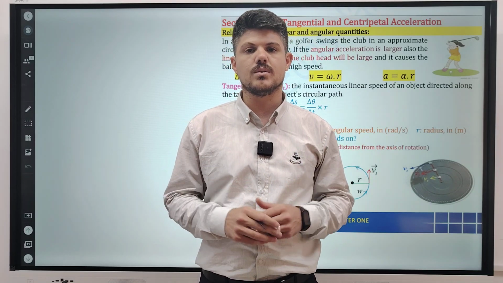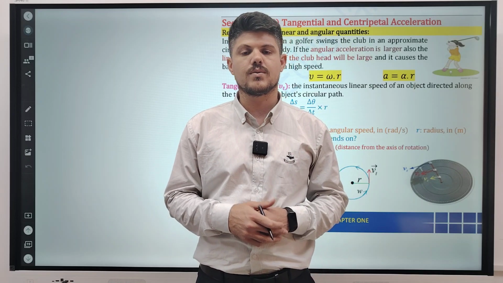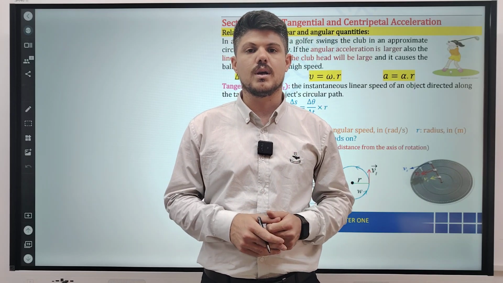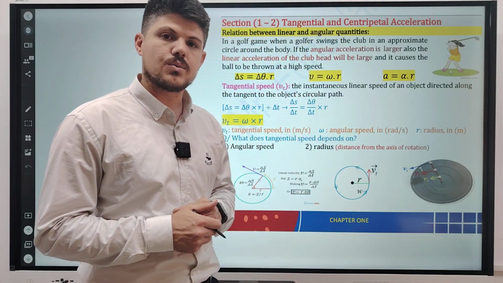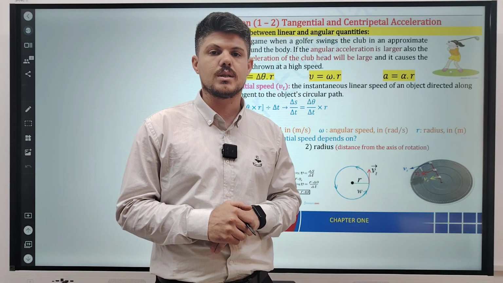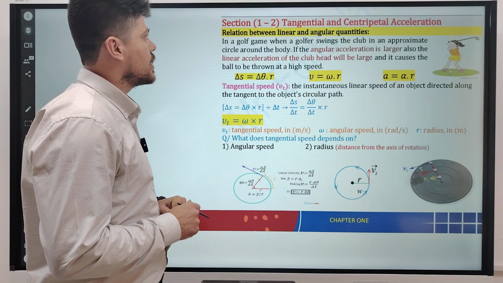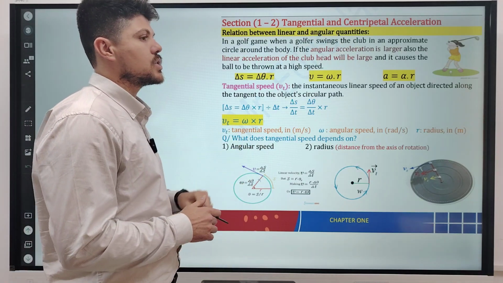And as I promised you, I'm going to explain and record the entire chapters of a physics book for grade 12 students. So after finishing section 1 in chapter 1 about the circular motion and the rotational motion of an object, today's lesson, we're going to explain the tangential and centripetal acceleration in section 2.